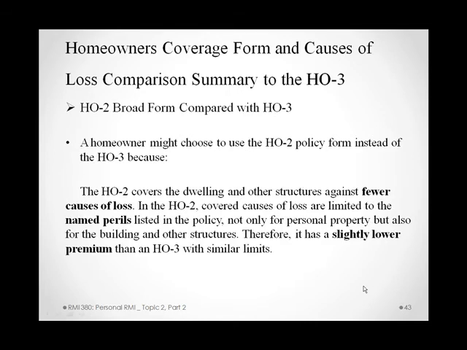So if we compare the broad form HO2 coverage with the HO3 coverage, the difference will be how the perils are covered. The HO2 covers the dwelling and other structures using a named peril coverage. So it actually covers fewer causes of loss. For example, it does not cover theft. However, the HO3 uses a broad form coverage, and it provides an open peril coverage. And therefore, as a consequence, it has a slightly lower premium than the HO3 with similar limits.